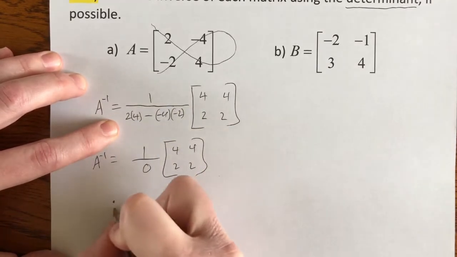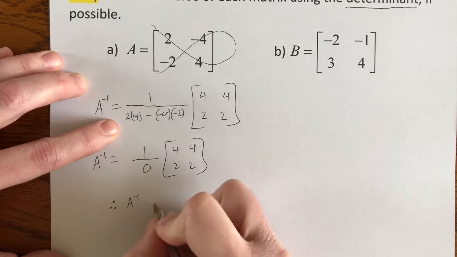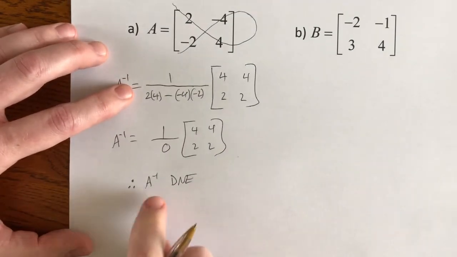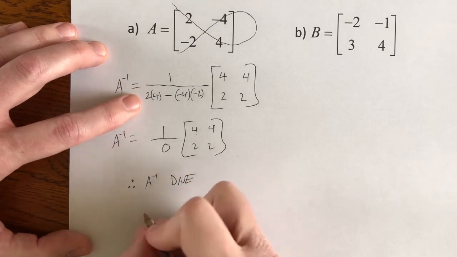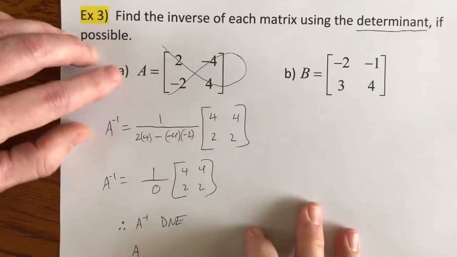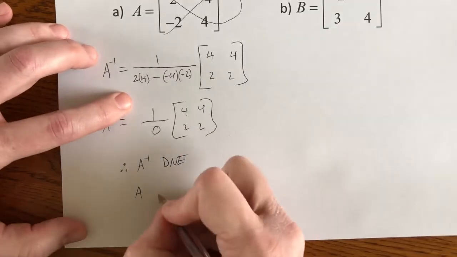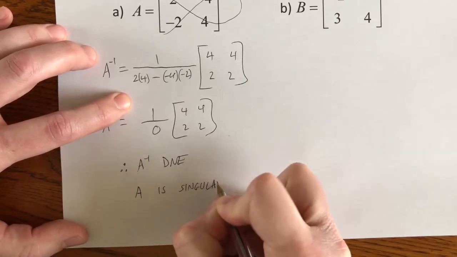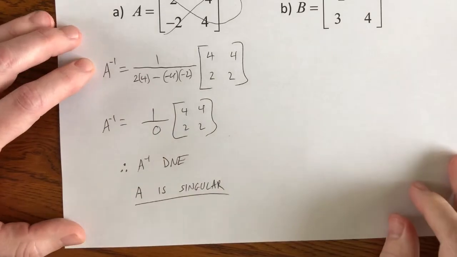Therefore, the inverse of matrix A does not exist. And we would call this matrix A, the given matrix, now what? A singular matrix, because it's not invertible.